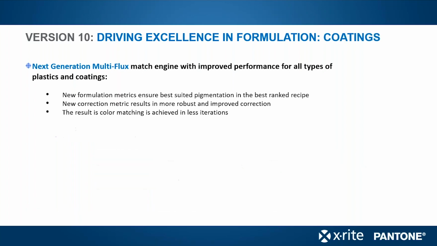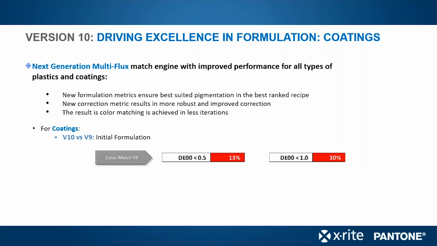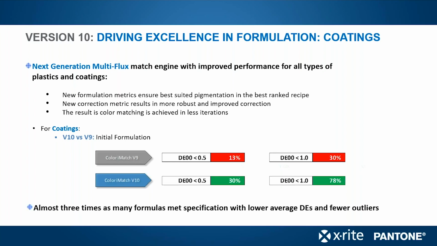If we take this into coatings, again, looking at an initial formulation rather than the first correction, you can see similar improvements there. In the coatings case, and this was a non-opaque system, almost 3 times as many formulas met specification, again with much lower average DEs and far fewer outliers. So again, the new metrics and the new capabilities that we've added to our engine around optimizations that we perform inside the engine when we're doing a formulation, and new optimization metrics when we're doing corrections inside of the engine, have resulted in much better performance in all areas of coatings and plastics.